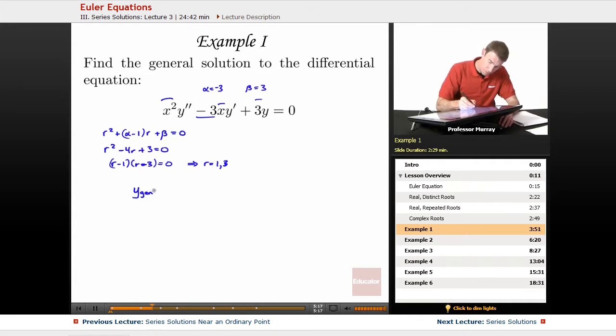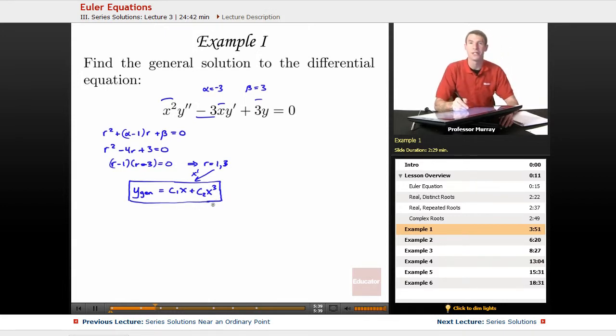The general solution is c1 times x to the 1. So I'll just write x, but that's really coming from x to the 1, plus c2 x to the 3, or x cubed. And that's it. That's our solution to the differential equation. So it's really a nice relief that these Euler equations are much easier than some of the other things we've been doing recently, like series solutions.